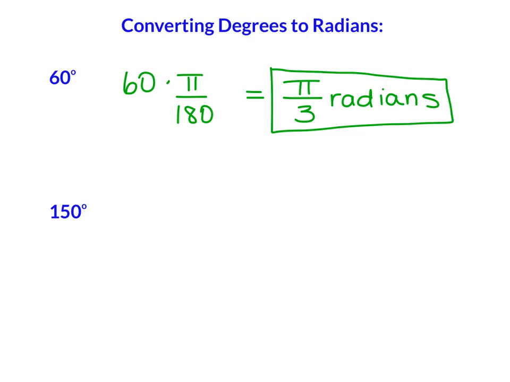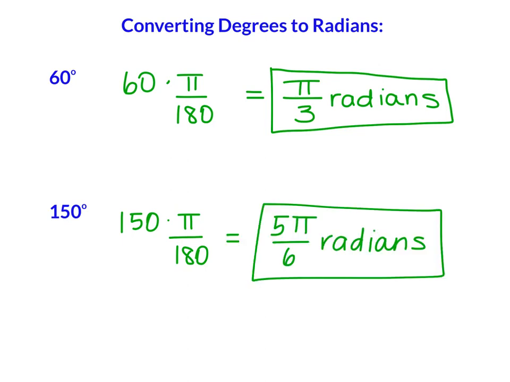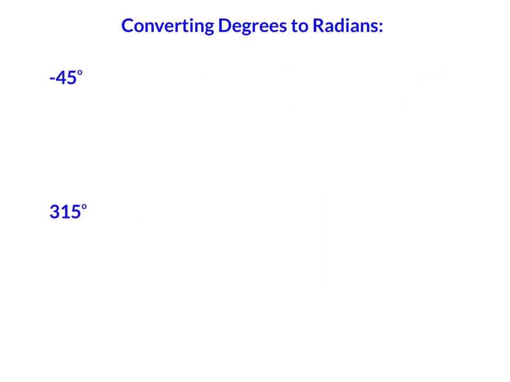So let's look at another example of 150 degrees. Going to do the same thing, multiply 150 by pi over 180 and simplify. And I'm going to get 5 pi over 6 radians. So let's do 2 more of these just to make sure we get the hang of it.